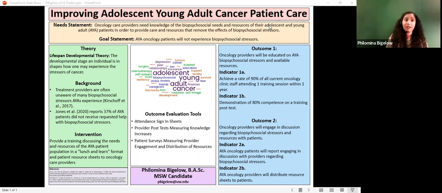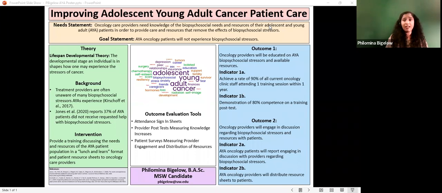The first one is that AYA oncology patients will report engaging in discussion with providers regarding biopsychosocial stressors. The second indicator is that AYA oncology providers will distribute resource sheets to patients. Both of these indicators would be measured by surveying AYA patients of providers that have attended this training.